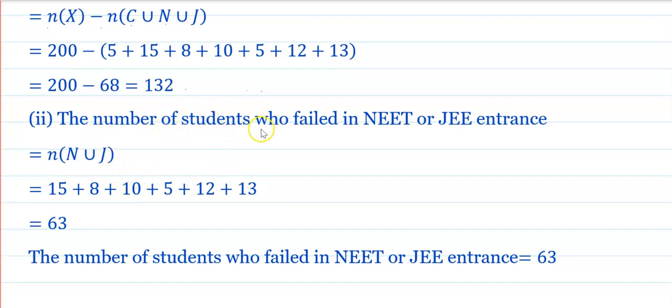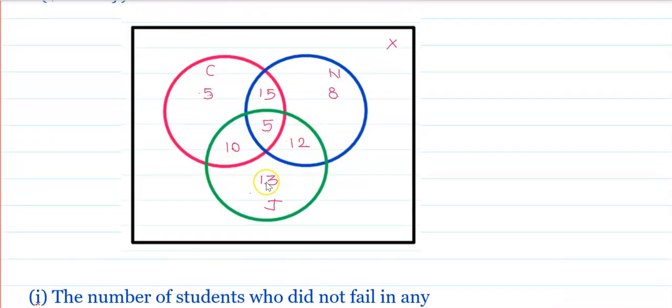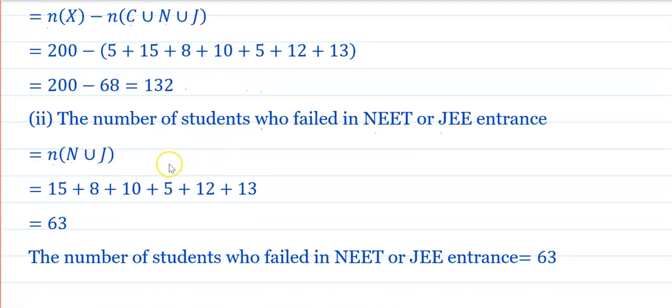Next, the number of students who failed in NEET or the JEE entrance. That is n of N union J. This we want to find out, the NEET and the JEE examination. Now, to find this, we will use one more formula. What is that? N of N plus n of J minus n of N intersection J.